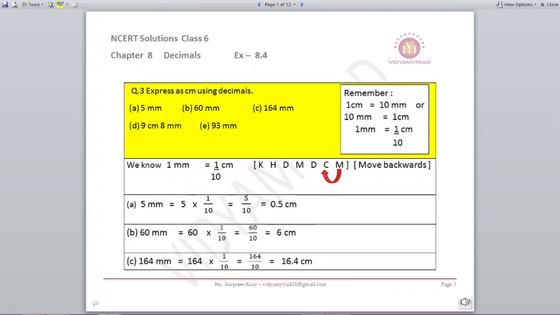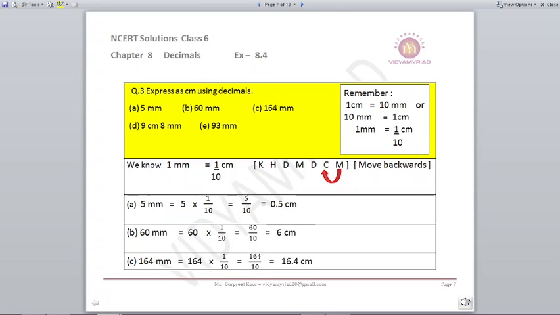Last M stands for millimeters. You have to convert it into centimeters. That means I am moving only 1 step back. 1 step backwards or 1 step left hand side means 1 upon 10 centimeters. So 1 mm is equal to 1 upon 10 centimeters. The question is 5 mm. So 1 mm is 1 upon 10 centimeters. So 5 mm is equal to 5 multiplied by 1 upon 10, that is equal to 5 upon 10, which is equal to 0.5 centimeters.